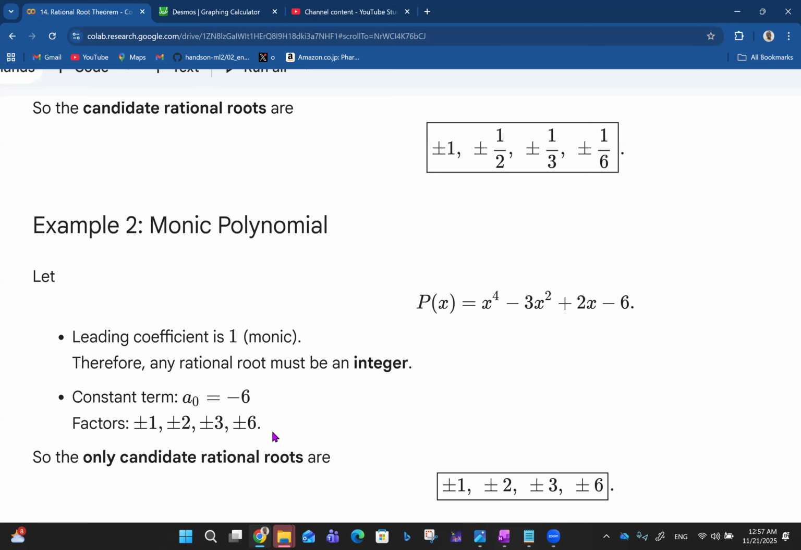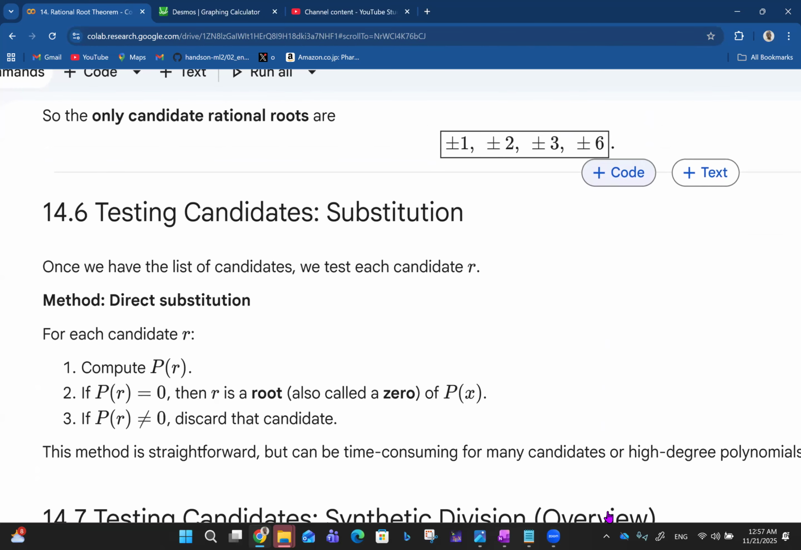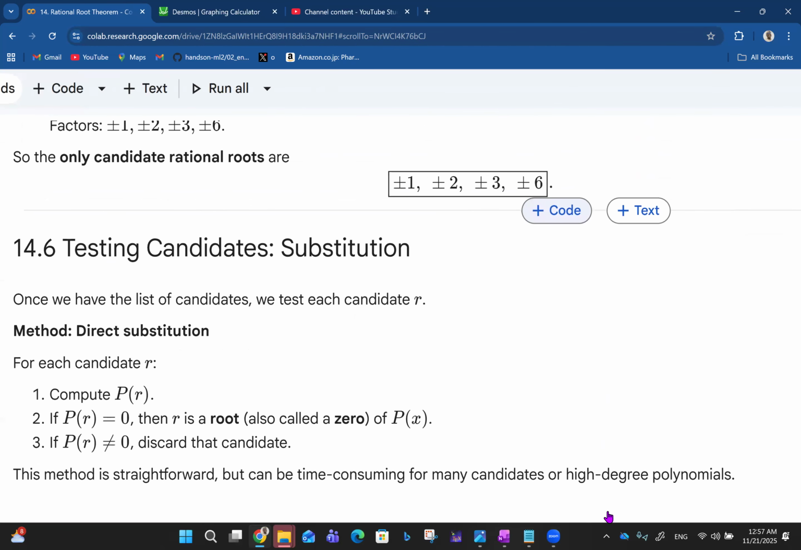So knowing this will save you stress. There are some candidates you should never try because they are not part of the rational roots. So the only candidate rational roots here will be plus or minus 1, plus or minus 2, plus or minus 3, and plus or minus 6. And then afterwards, you can talk about testing candidate substitution.